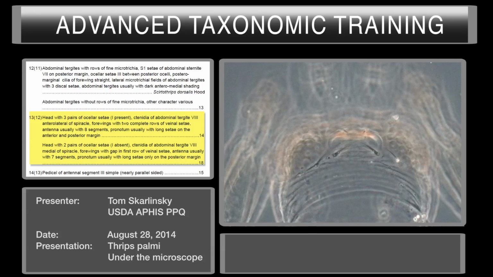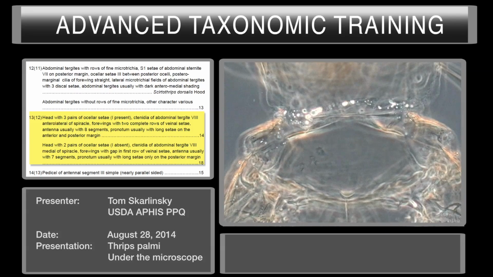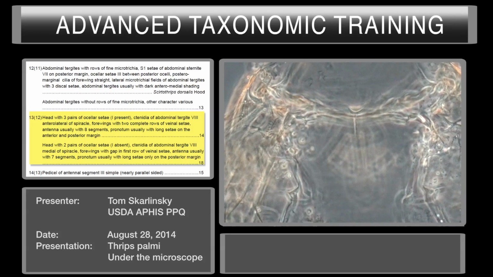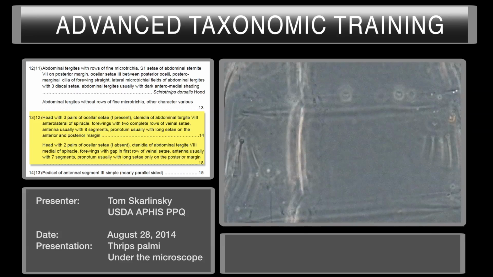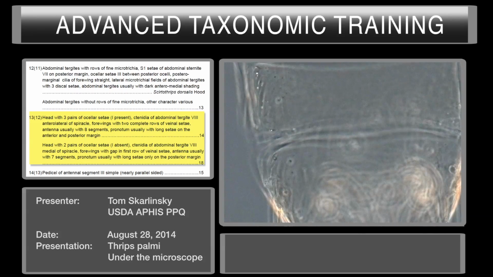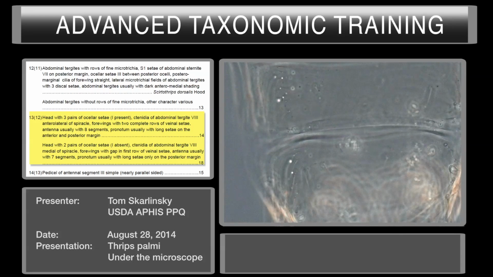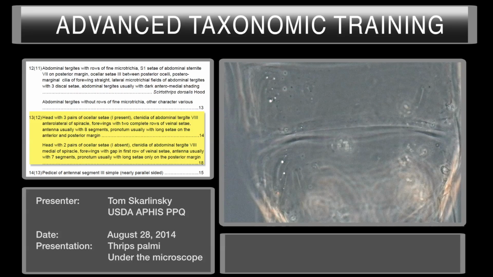So we've already determined that. Ours are absent. We don't have 3 pairs of ocellar setae. So let's go ahead and take a look at the position of the ctenidia. The ctenidia are these small structures on tergite 8. And we want to look at the orientation of these.